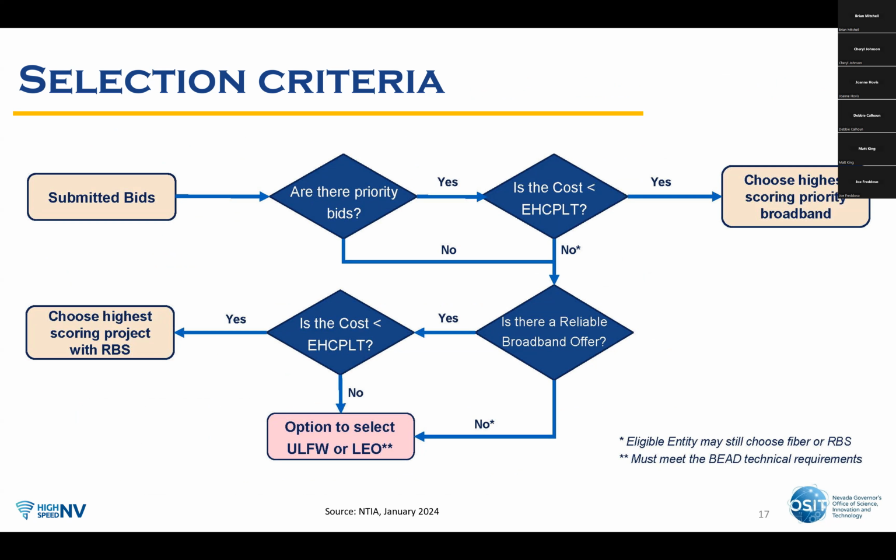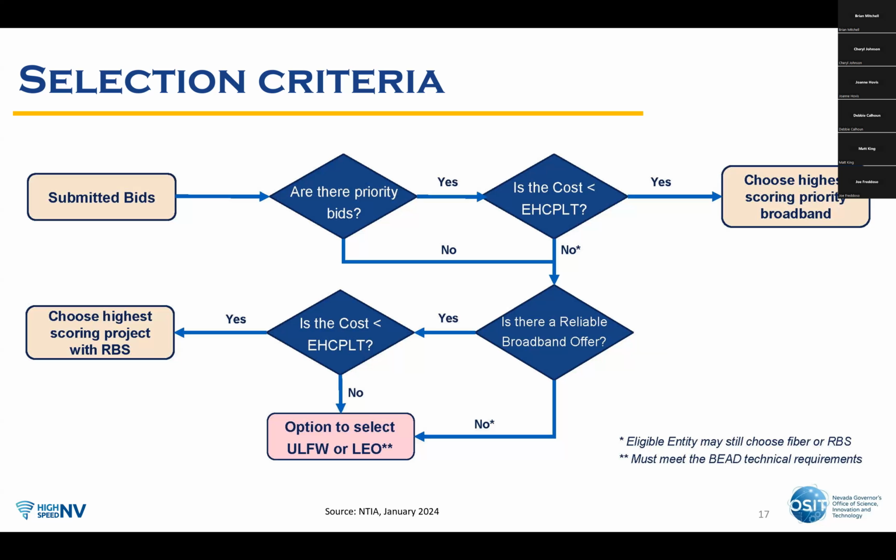If you start on the left and follow the graphic from the left across to the right and then down and then over to the left, what you see is NTIA anticipates that proposals will be submitted by applicants. The first thing the state will determine is, are there priority bids? Priority meaning end-to-end fiber. If there are, the state is then required to consider, is the cost of the highest scoring priority bid within the budget the state has, meaning is it under the extremely high cost per location threshold?